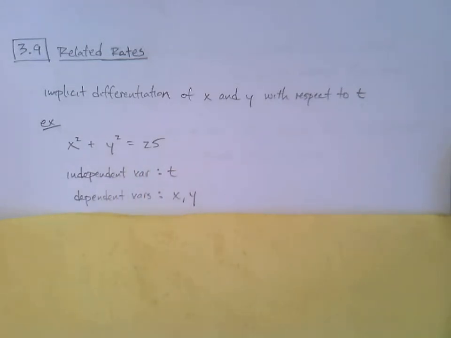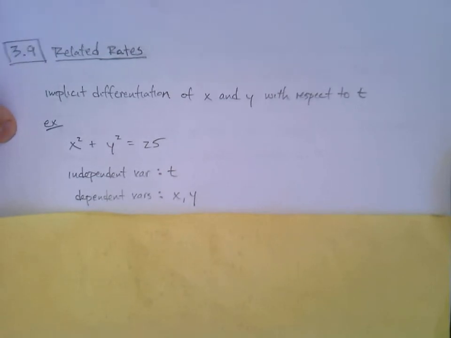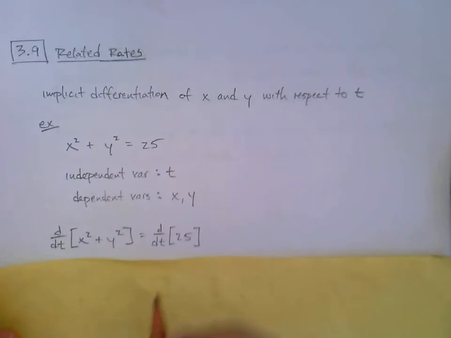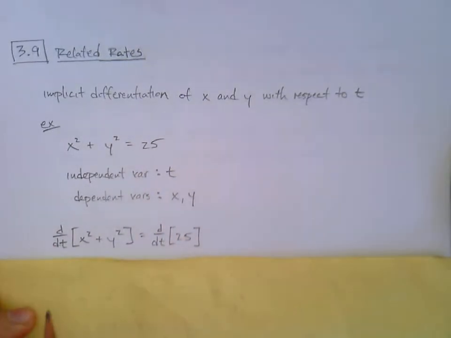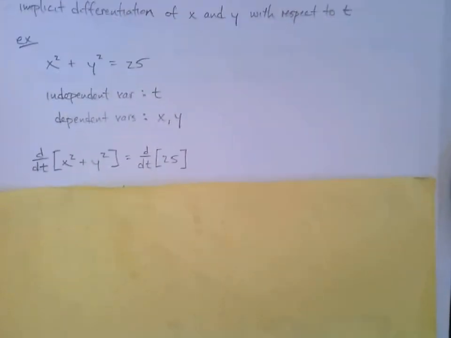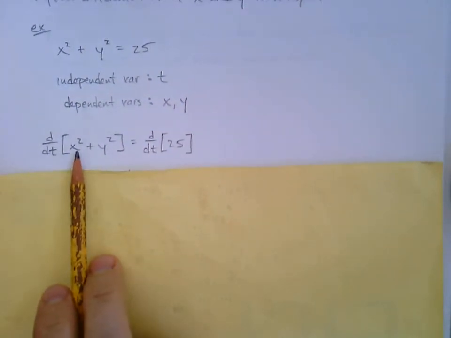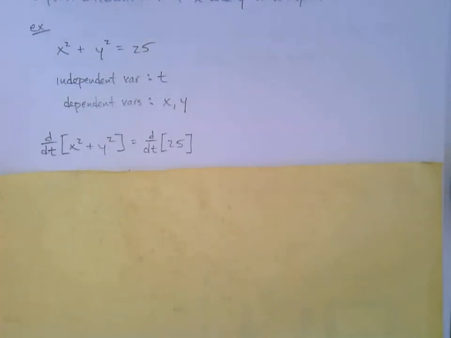Okay, so what does this look like just to get our bearings? Let's do the implicit differentiation of x and y with respect to t for this equation right there. What we'll do is write d over dt applied to both sides. Since it's with respect to t, d over dt for the left, d over dt for the right. Okay, and then how does that work? Well, t is a different variable than either x or y.